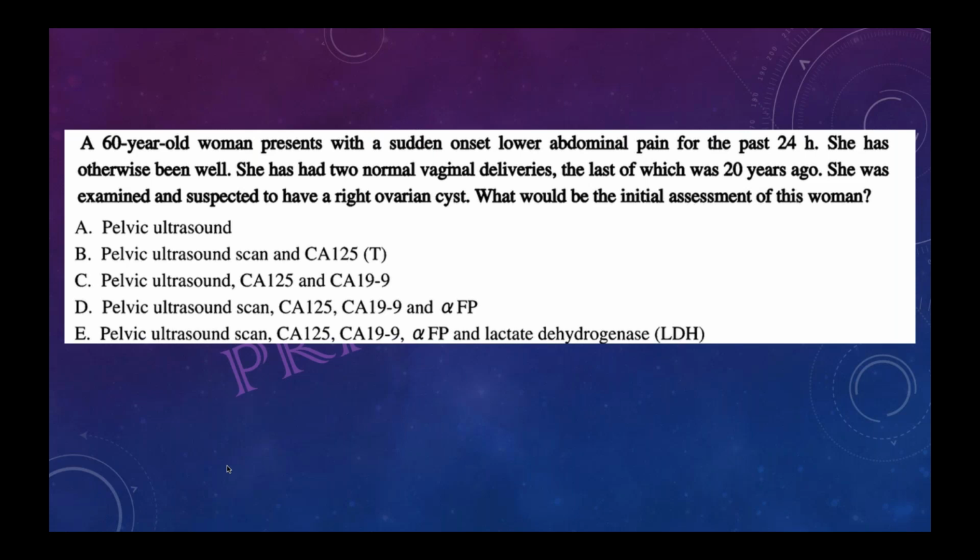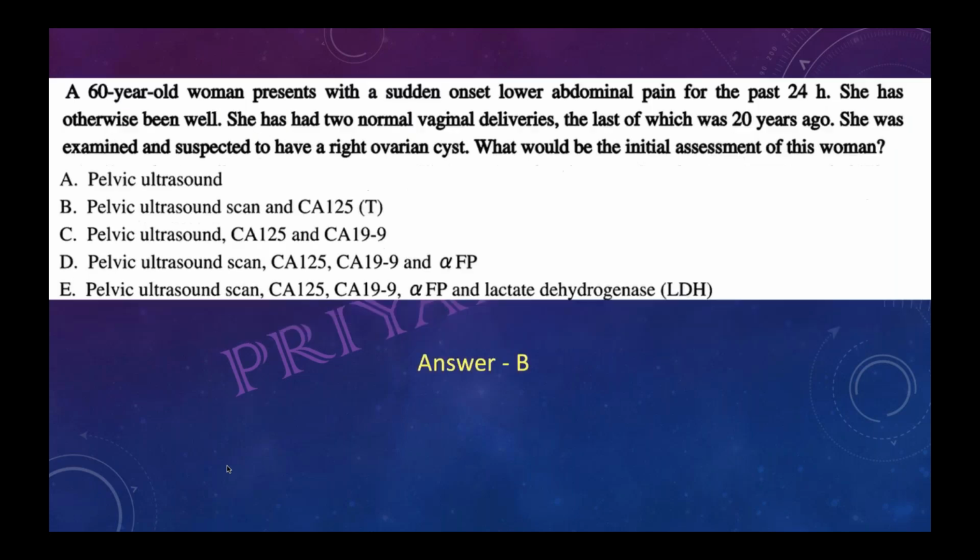A 60-year-old woman with sudden onset pain for the last 24 hours. She has been well, two vaginal births 20 years back, and on examination a right ovarian cyst is found. What could be the initial assessment of this woman? Ma'am, B, pelvic ultrasound and CA125. Yes.